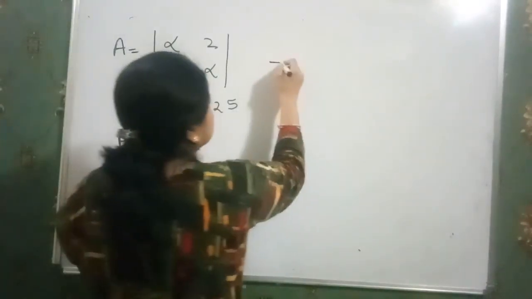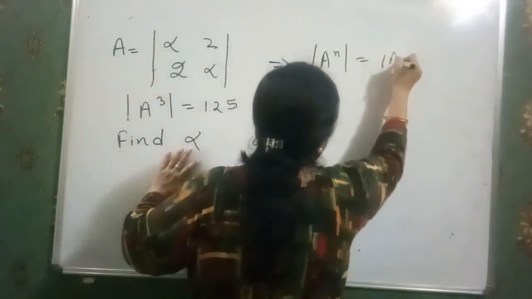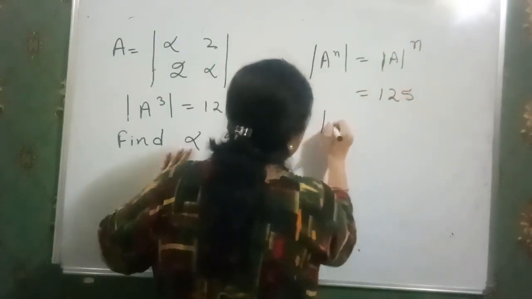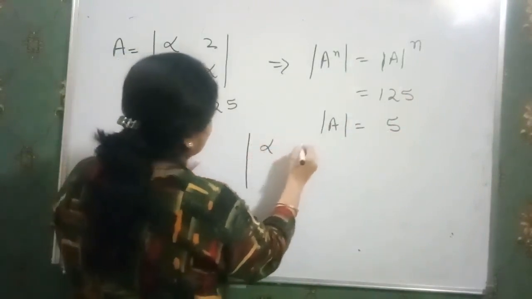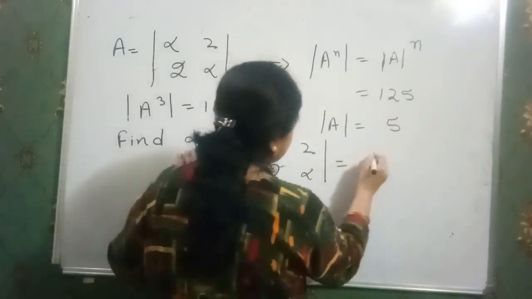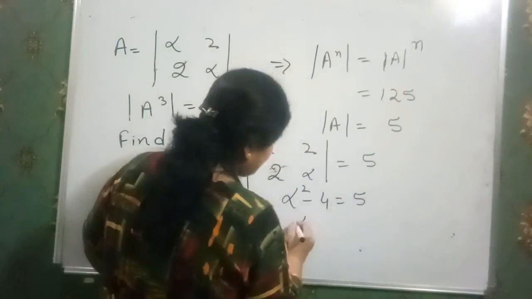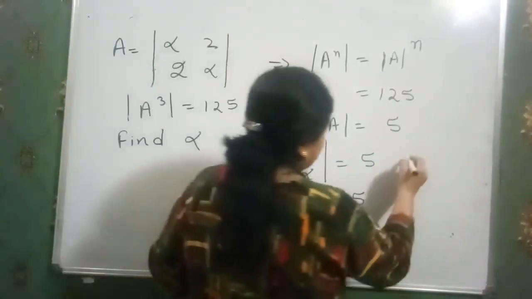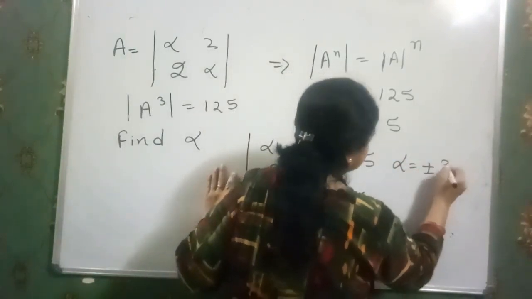So we know the determinant of a to the power n is equal to mod of a to the power n. So it is 125, so mod of a is equal to 5. So just put it equal to 5 and find the value of alpha. I think it becomes easy for you. So we have alpha square minus 4 is equal to 5, alpha square is equal to 9. So we have the value of alpha is plus minus 3. Clear?